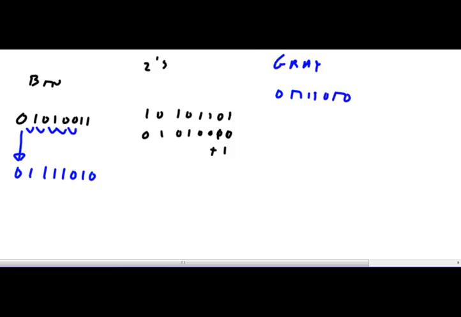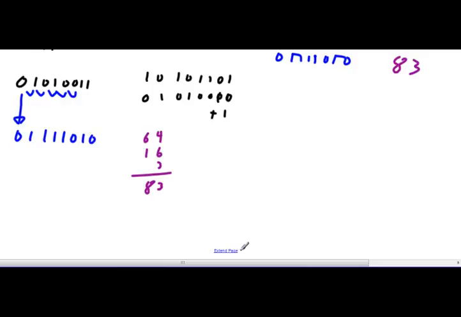And then we need decimal, and unit, 2, 4, 8, 16, 32. So we have a 64, we have a 16, and we have a 3. So that means we have an 83. So we put an 83 over there. And we're doing this all for one lousy point.